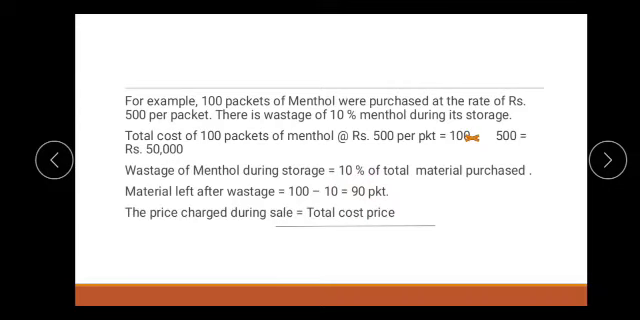The price charged during sales is equal to total cost price divided by quantity of material available. Total cost price 50,000 divided by quantity of material available 90 is equal to rupees 555.55.